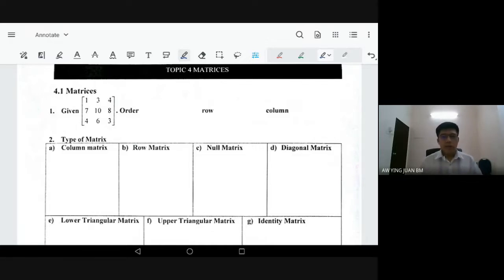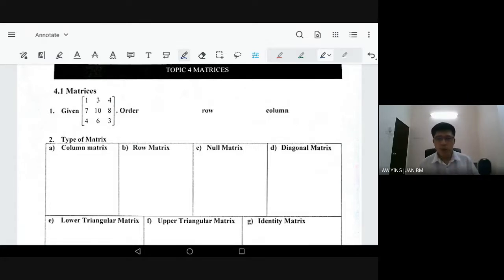Pada mulanya apa yang kita perlu tahu adalah structure matrices. Rujuk nombor 1. Given we have 3 by 3, order 3 by 3 matrices. So we name it as A. For example, we have the first row 1, 3, 4. Second row 7, 10, 8. The third row 4, 6, 3. That is the row.